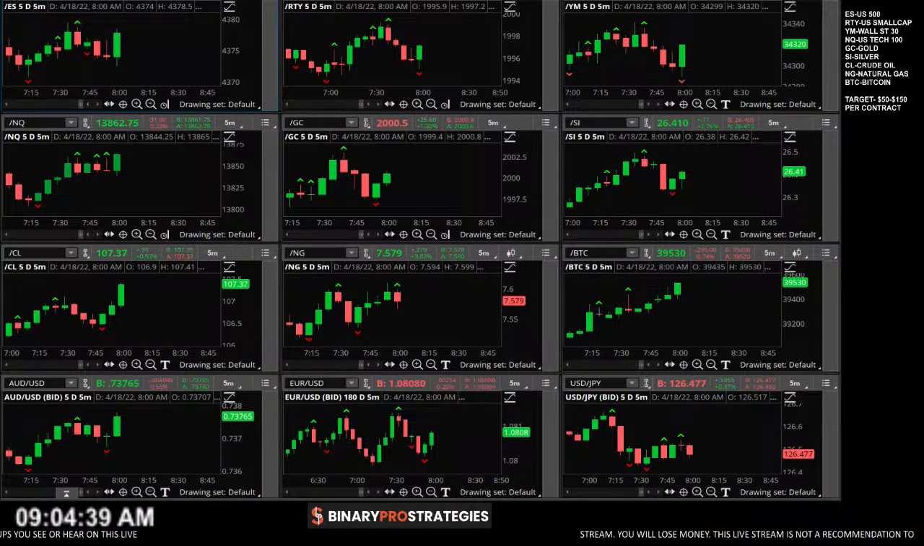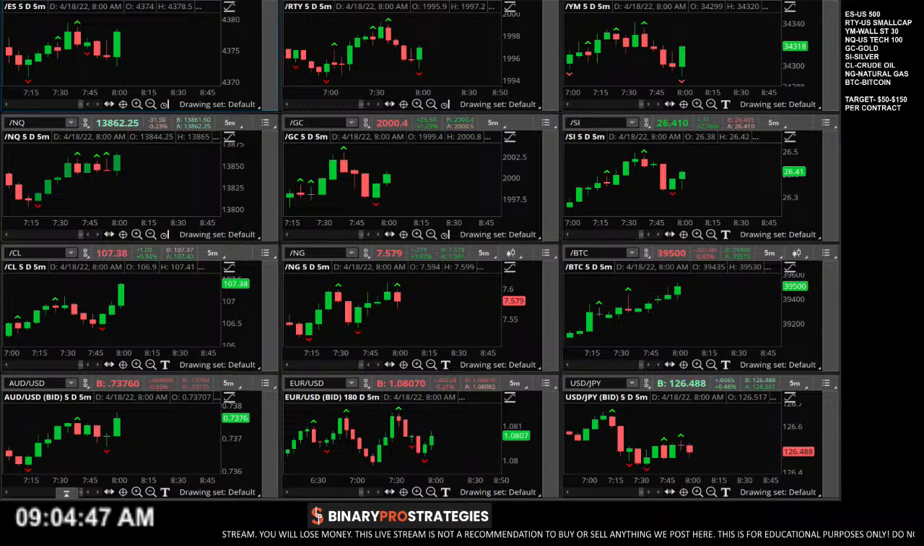Now I can project farther out targets, but it takes longer to hit a farther out target than a closer target. So try to keep these targets fairly reasonable. Usually 50 to 150 is a pretty reasonable target where we can get several trades a day.